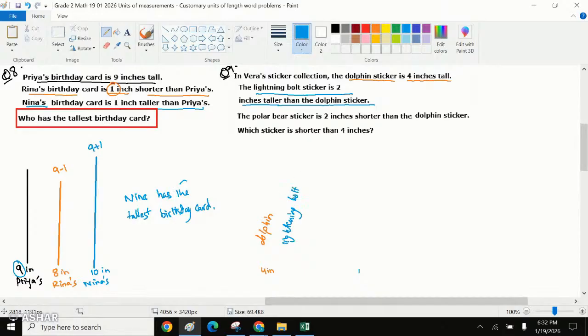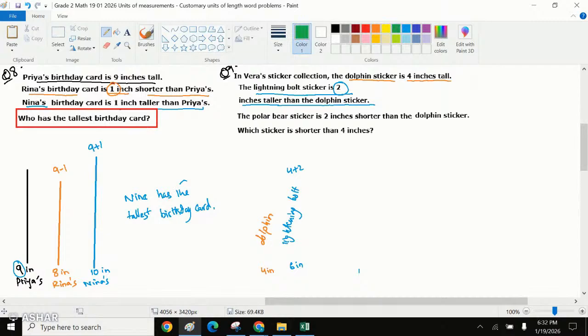Lightning bolt should be 2 inches taller, right? That is 4 plus 2. That means this is 6 inches now, right? It was 2 inches taller than the dolphin. Agreed?